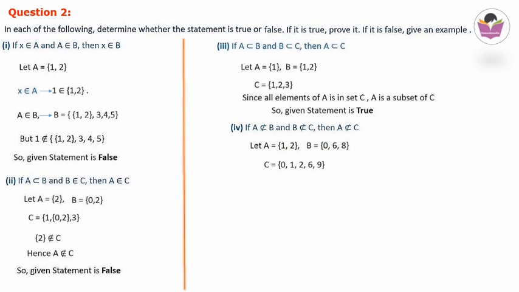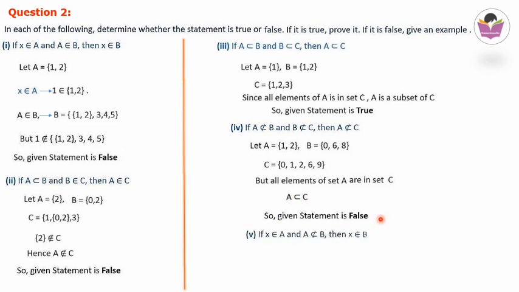Then B is not a subset of C. That means C we will take as {0, 6, 8} for B's elements, and here 0, 6 are there but 8 is not there. Other elements we have included: 0, 1, 2, 6, 9. Clearly not all the elements of B are there in C, so B is not a subset of C. The first two conditions are satisfied. Then A is not a subset of C. You can see here A is {1, 2}, and the same 1, 2 are there in C, meaning all the elements of A are in set C. That means this statement is wrong. All the elements of set A are in set C, meaning A is a subset of C. So the given statement is false.